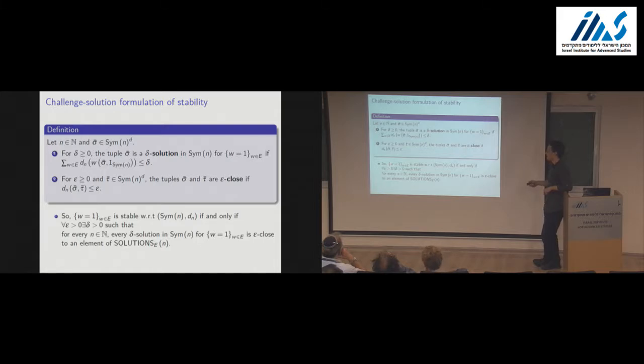And then I can give the same definition in different words. I can say that this system of equations is stable with respect to the symmetric group with the normalized Hamming distance if for every epsilon there is delta, such that for every size of permutations n, every delta solution in the symmetric group is epsilon close to an actual solution in the symmetric group. This is just the same claim. So every delta solution is close to a solution, and the point is that this epsilon-delta dependence is before I introduced n, so it does not depend on n.